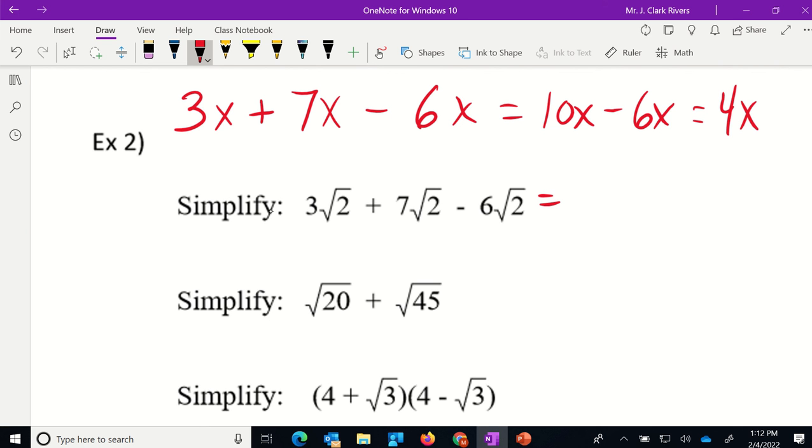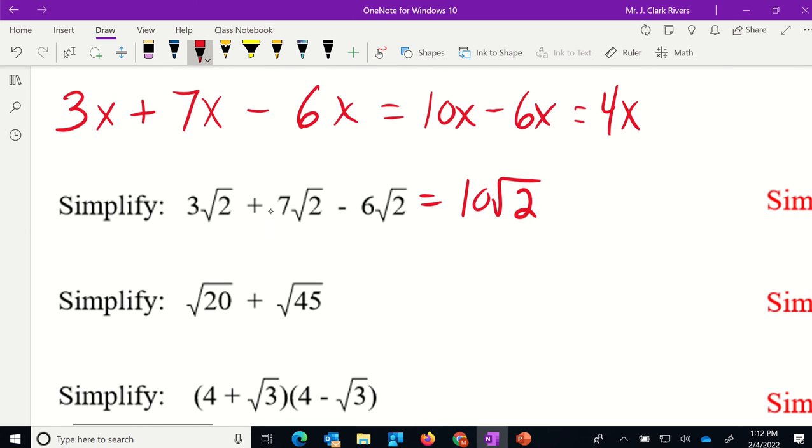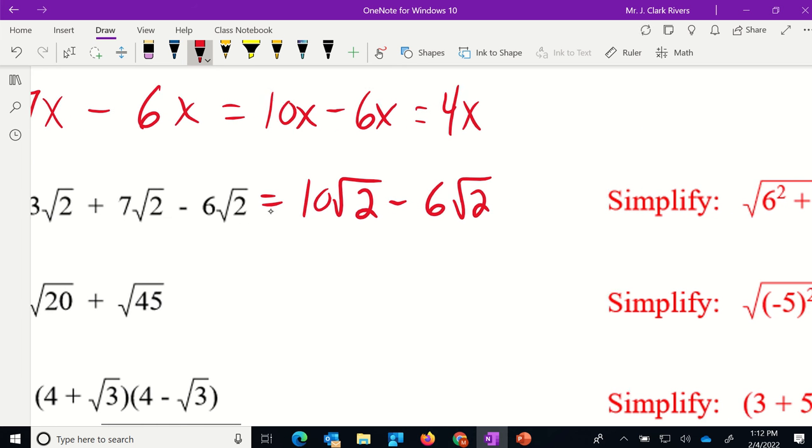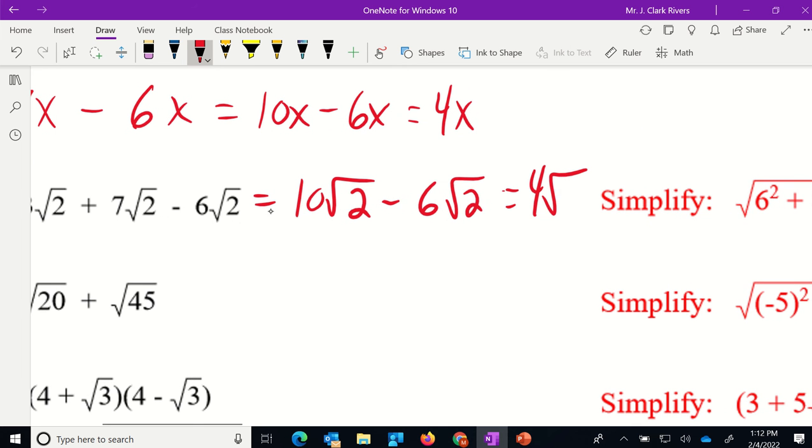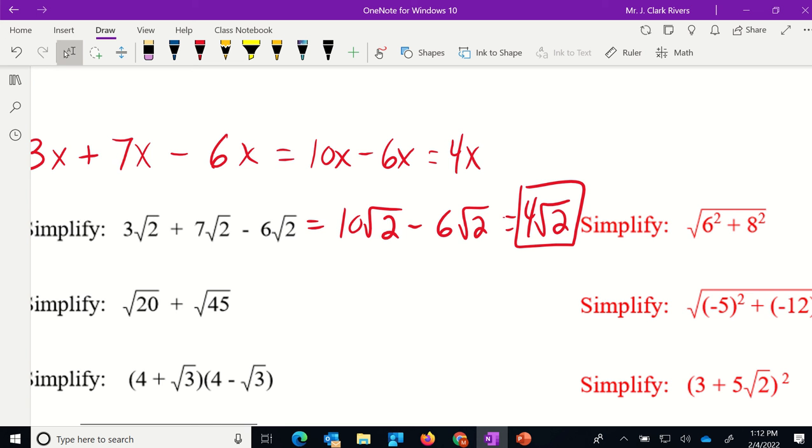So this is 3 root 2 plus 7 root 2. Well, earlier we had 3x's. We're adding to that 7x's. We have a total of 10x's. Here we have 3 root 2's. We're adding to that 7 root 2's. So now we have 10 root 2's. And we now have to subtract from that 6 root 2's. And we end up with 4 root 2's, or 4 square root of 2, you might say. Questions on that one?